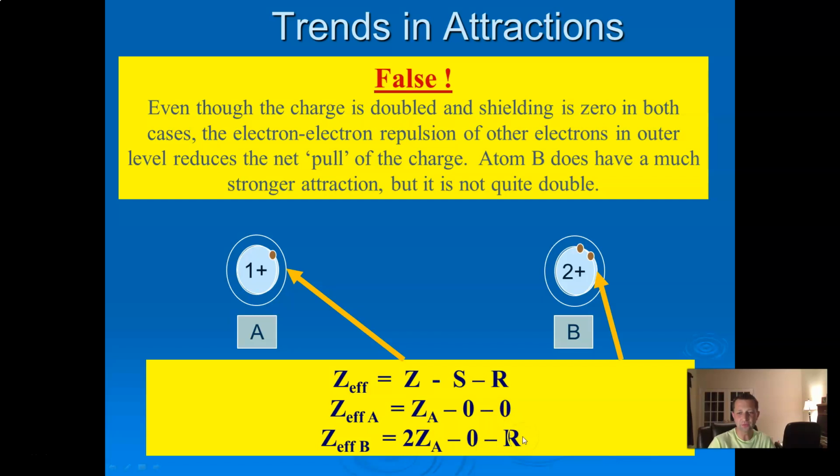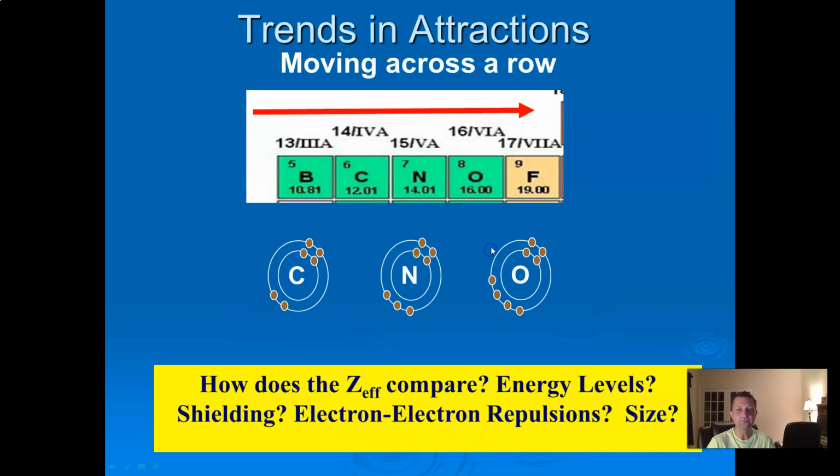Honestly, a lot of the time you don't have to worry about that R. You can just ignore it because it is such a small decimal. The effective nuclear charge, the Zeff of B, is like 1.85 or something. For all intents and purposes, we could say it's 2, right? So a lot of times you can see that R value is kind of negated or not shown, and you have Z minus S. I want to say that might be how it was in one of the previous videos. So you could say the effective nuclear charge of A is 1 and B is 2. Just know in reality it's a little bit smaller than 2.